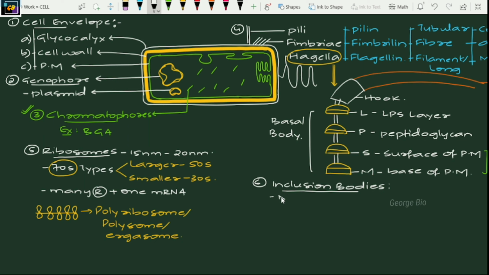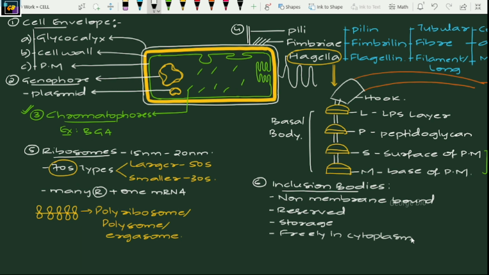So here it's non-membrane bound. It consists of reserved materials, dead materials, right? So it helps in storage, you can say. And it is present freely in the cytoplasm.